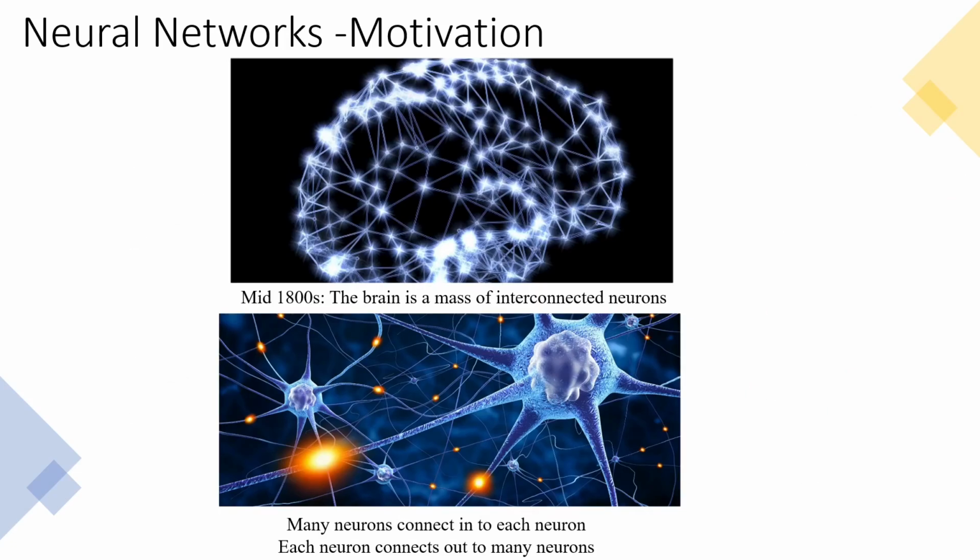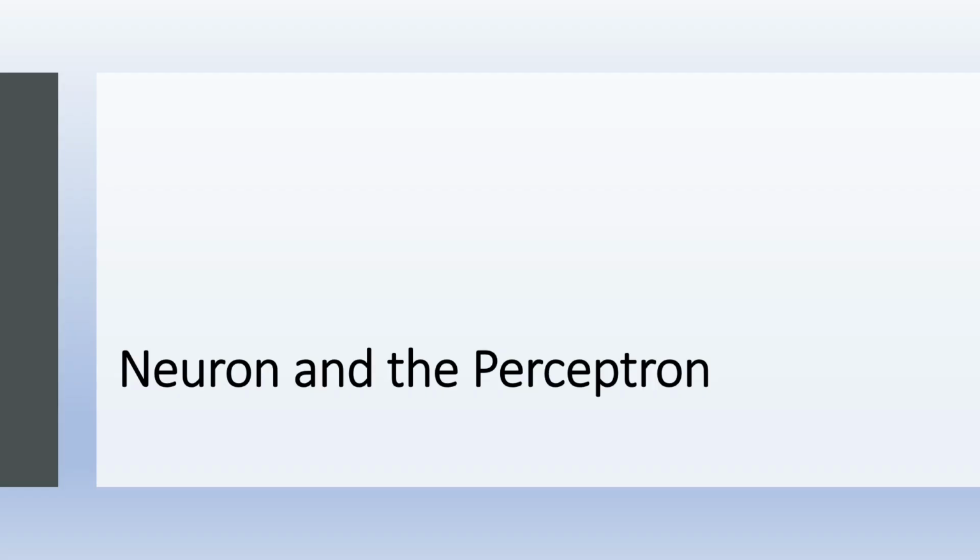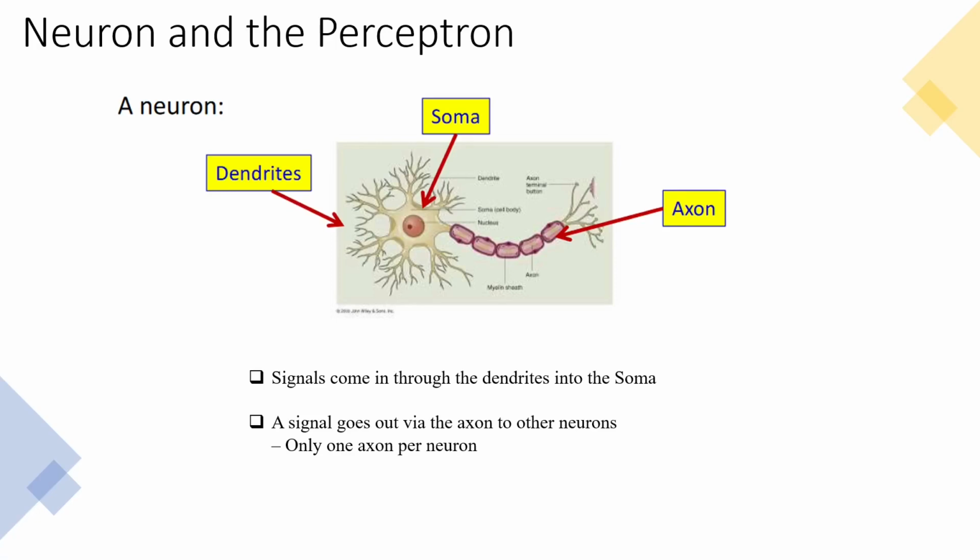So in mid-80s, people said the brain is a mess of interconnected neurons, and people understood this in mid-80s. So what are these neurons and what does this perceptron mean, basically? So this is a neuron, okay? You should remember this from high school biology classes. This is basically the neuron itself.